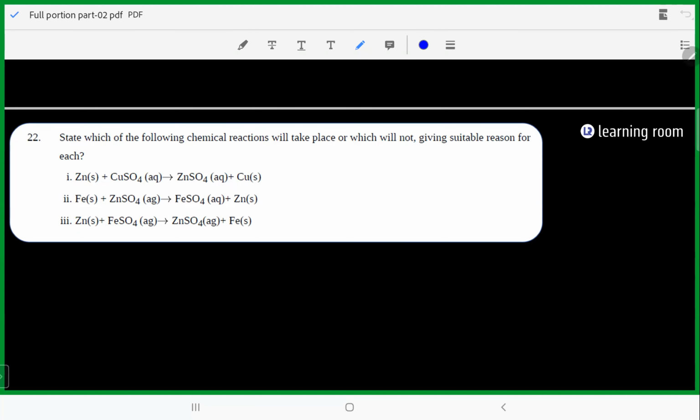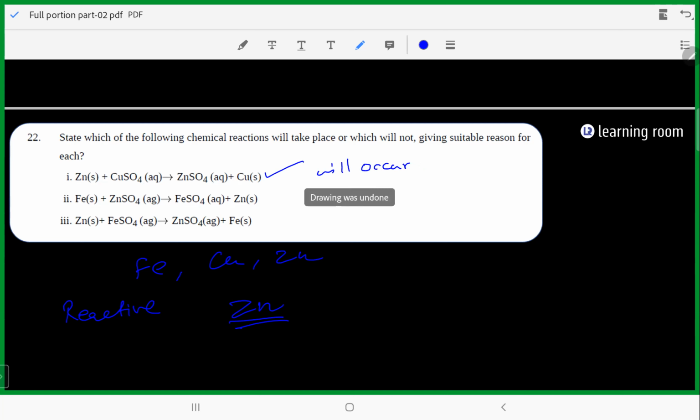So you tell me, among the metals zinc, iron and copper, which is more reactive? Zinc is the most reactive. So zinc can displace any metal from its sulfate, isn't it? So the zinc will displace the copper from the copper sulfate. So it is possible, the reaction will occur. What is the reason? Zinc is more reactive than copper.